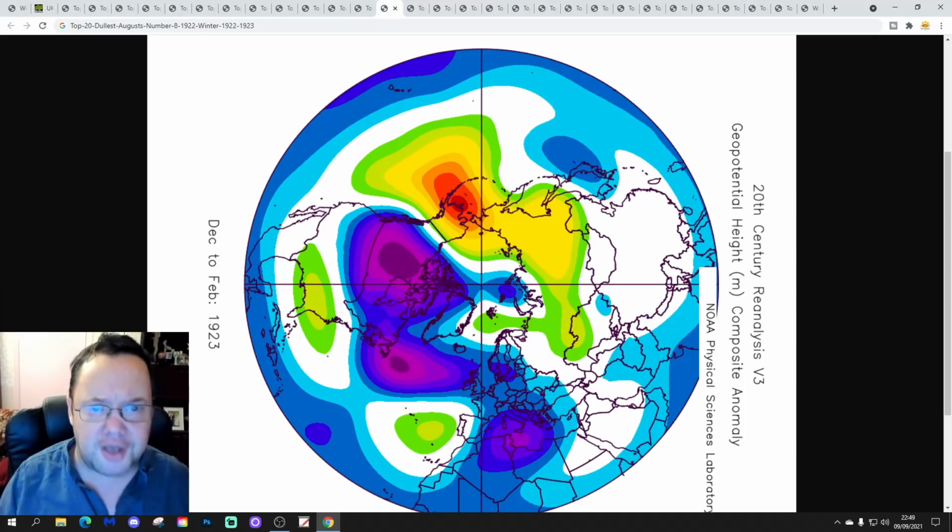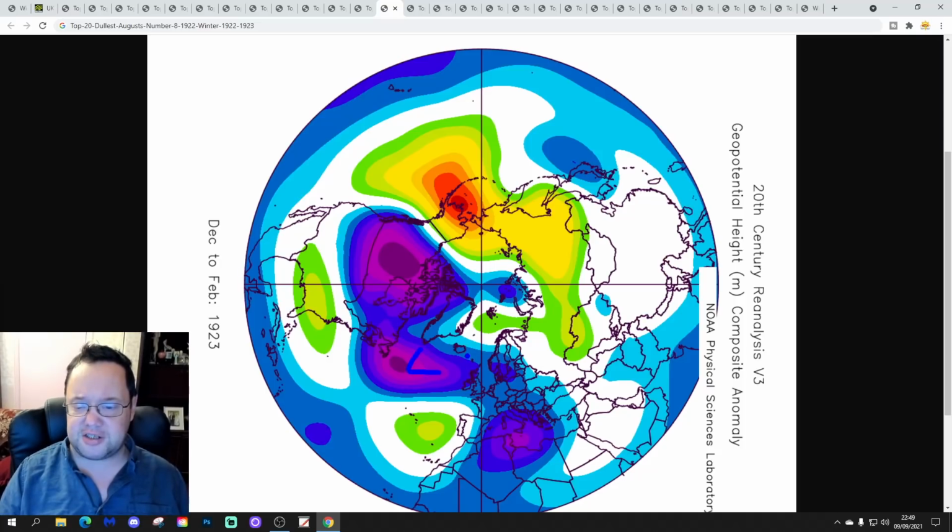At number 8, we've got 1922. So the winter of 1922-1923 is mild and wet. Most of the winters in the 1920s were mild. That's another one of them.